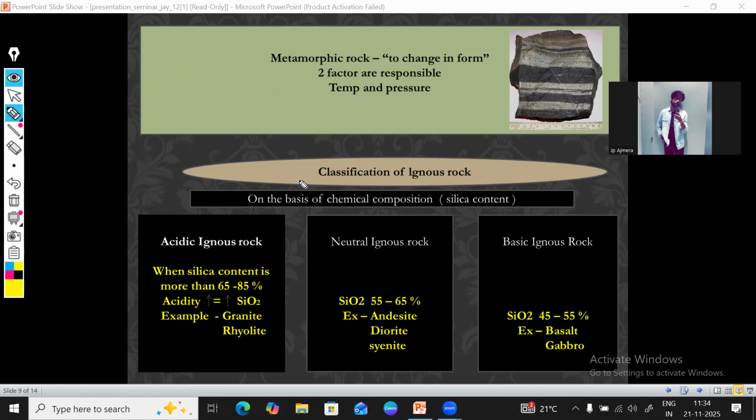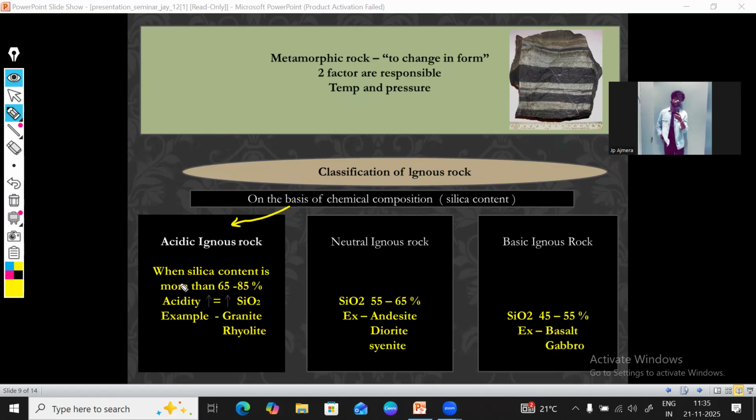First we are going to discuss the classification based on chemical composition, or silica content. There are three types on the basis of the chemical composition of igneous rock, or the silica content present inside. These three types are acidic igneous rock, neutral igneous rock, and basic igneous rock. Okay, so let's study one by one.